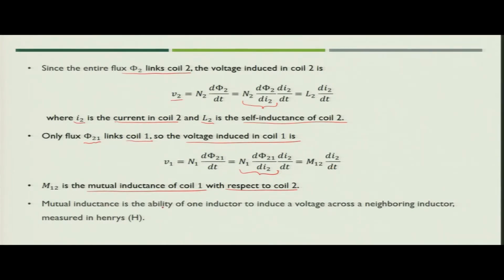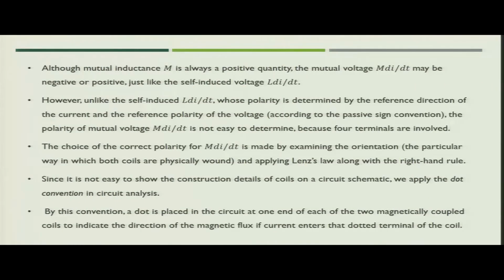Now, this mutual inductance is the ability of one inductor to induce voltage across a neighboring inductor. It is measured in Henrys, or in short, capital H. Although the mutual inductance M is always a positive quantity, the mutual voltage, represented as M d I by dt, may be negative or positive.